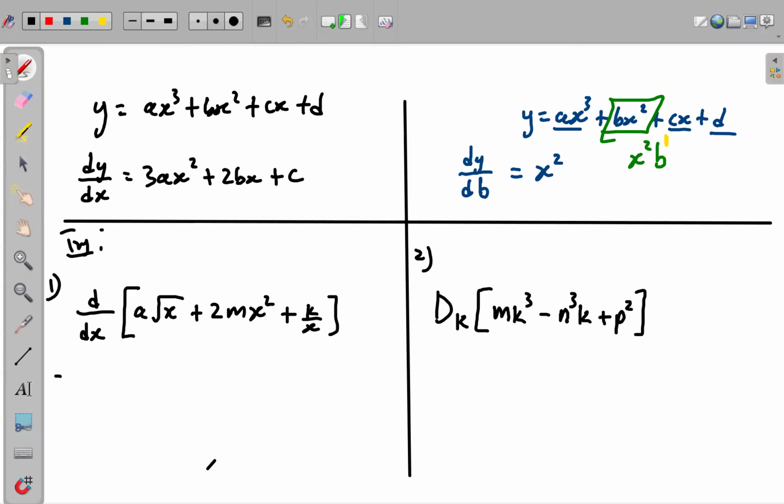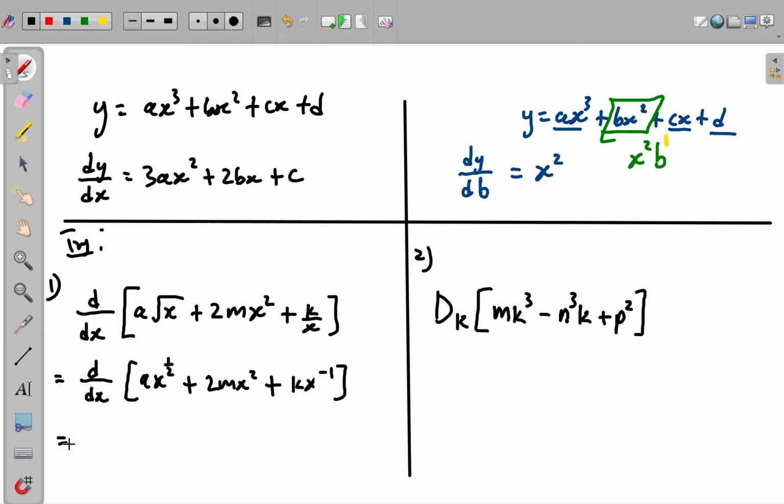So just a few things to note. For the one on the left, we need to sort out that square root. So it's going to be a times x to the half. This one here is okay, no issues. But this one we must write as k times x to the negative 1. Okay, it's just what we've been doing.